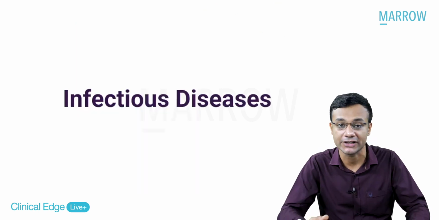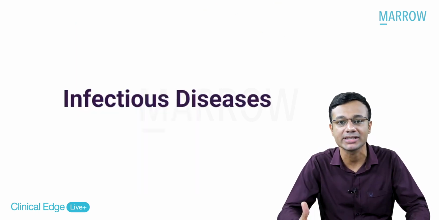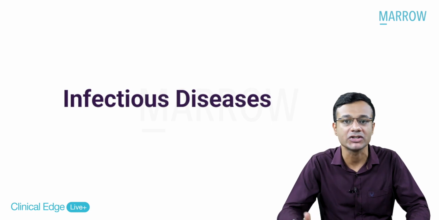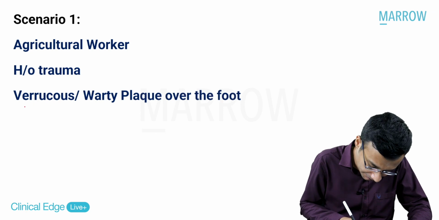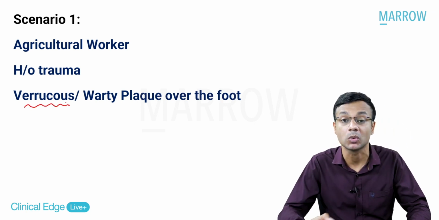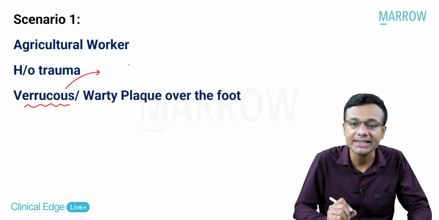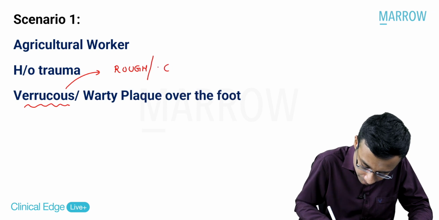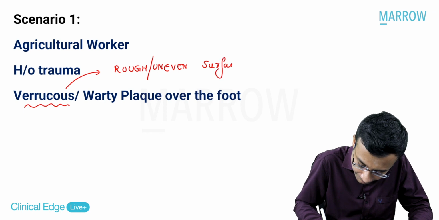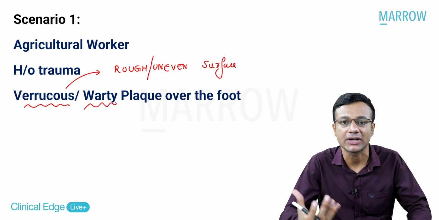We are going to be discussing infectious diseases, which is going to be extremely high yield for your exam. These are the overlap topics between microbiology and dermatology. We'll take up the first case scenario here. The first case scenario is of an agricultural worker who gives history of trauma, presenting with a verrucous or a warty plaque on the foot. So first we'll try to understand, whenever there is a word called verrucous in dermatology, what does it mean? It means anything in dermatology which is going to be having a rough or an uneven surface. That is why it is also known as a warty plaque, rough, uneven surface.